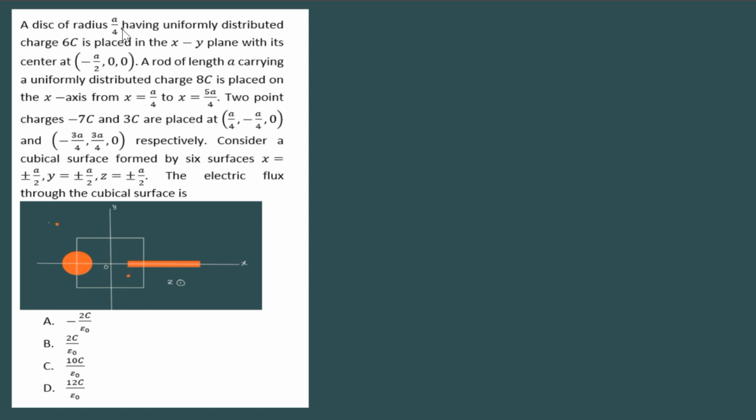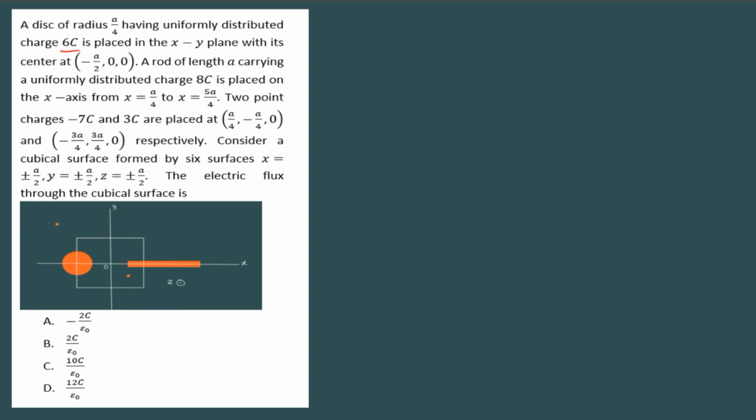Okay, so you have a disk of radius a by 4. The charge is 6c, and it is placed in the xy plane. So the diagram shows the xy plane, and the center of the disk is at minus a by 2. And you have a rod placed along the x-axis, and then there are 2 point charges placed, one inside and one outside.